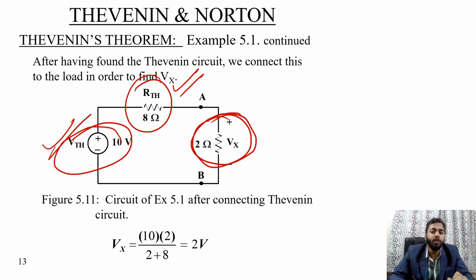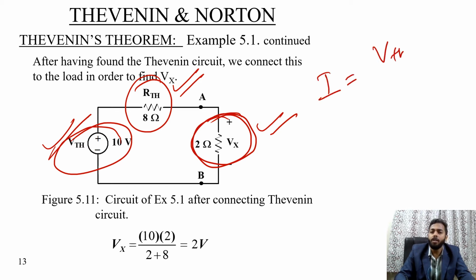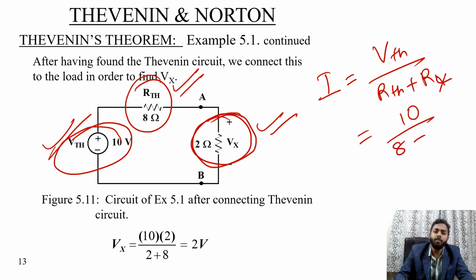Initially, the load is given to you in the question. That load you can connect here, 2 ohm resistance, and this way you are able to find out the current in the circuit. The current in the circuit is equal to what? VTH by RTH plus RL or RX, anything you can say here. So this is equal to 10 divided by 8 plus 2, that is equal to 10 by 10, that is equal to 1 ampere current flowing through the circuit.